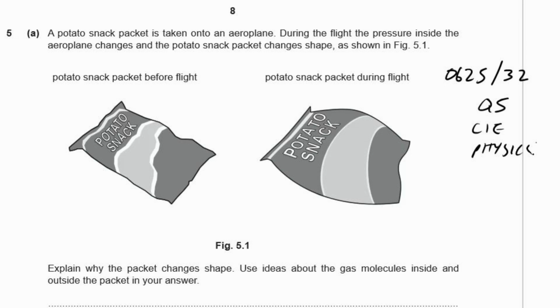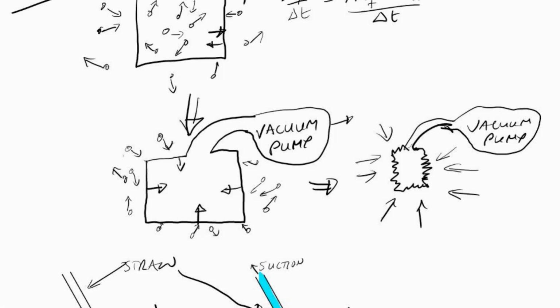Question 5. A potato snack packet is taken onto an aeroplane. During the flight, the pressure inside the aeroplane changes and the potato snack packet changes shape, as shown in figure 5.1, before flight and during flight. Explain why the packet changes shape. Use ideas about the gas molecules inside and outside the packet in your answer.